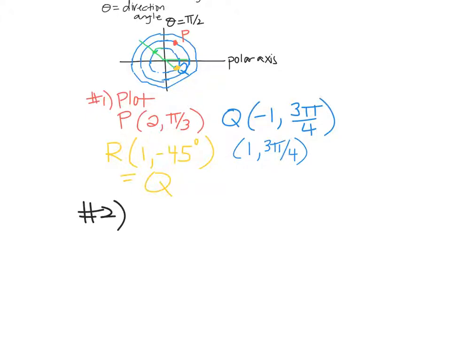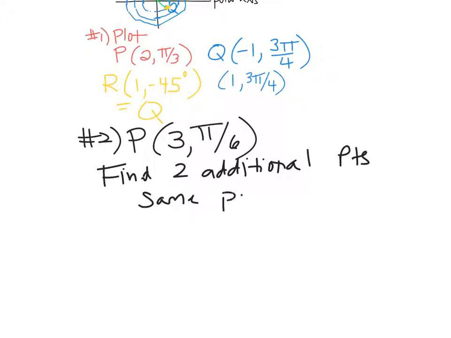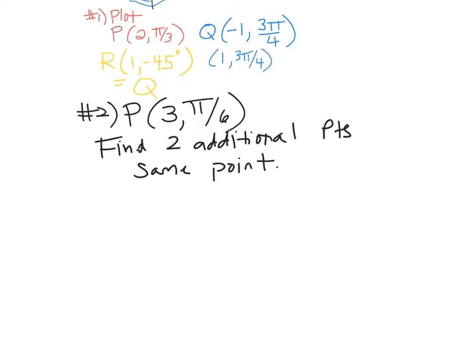So they're going to give you a point. Let's say point P is 3, pi over 6. We already did pi over 3 today. And what we're going to do is find 2 additional points that are the same point. 2 additional points written in different ways that are exactly the same point when you graph them, just like what we did just a minute ago. Okay. So, here we go.